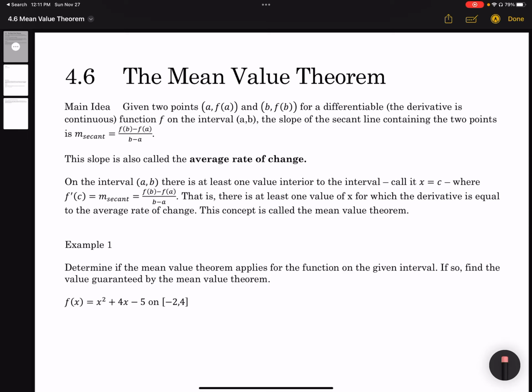Hey students, in this video we're going to be talking about the mean value theorem, one of the fundamental theorems in differential calculus. All right, so let's explain the mean value theorem.